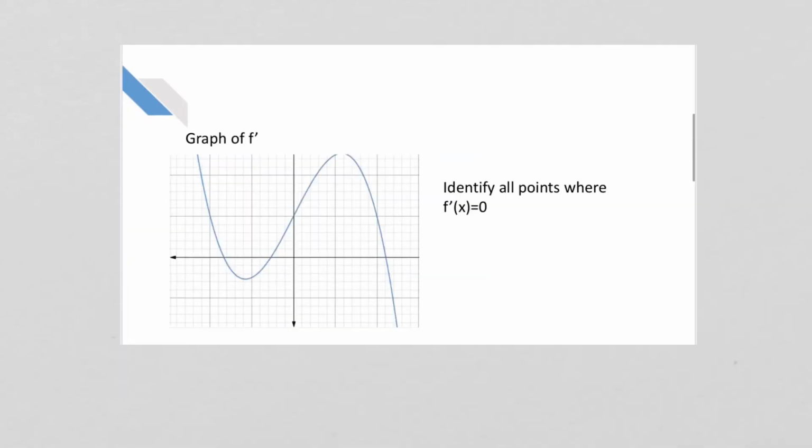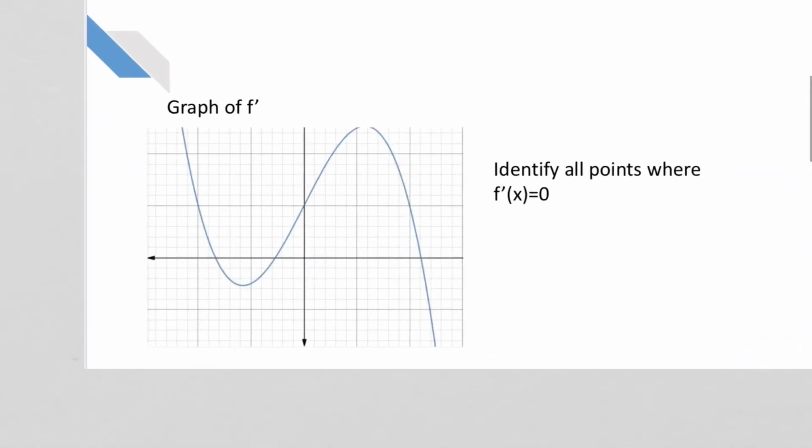Okay, so here's a graph of f prime. Identify all points where f prime x is equal to 0. Okay, again, this is just f prime, so we're just looking for the x-intercepts. That's where the output of f prime is equal to 0. Those 3 points.